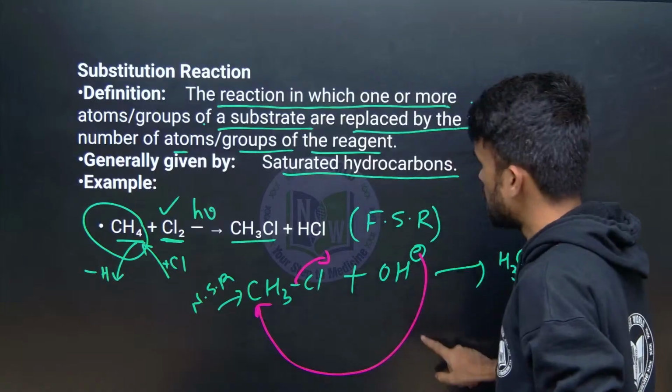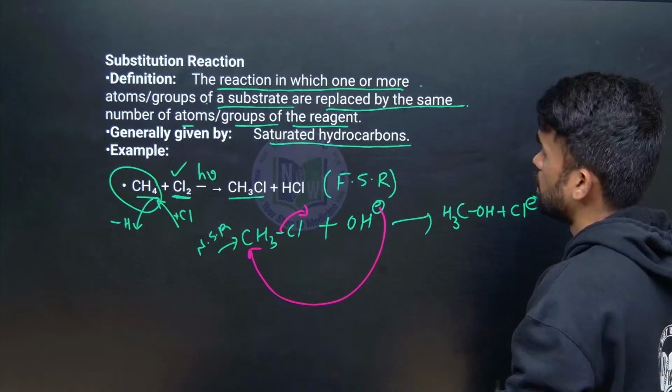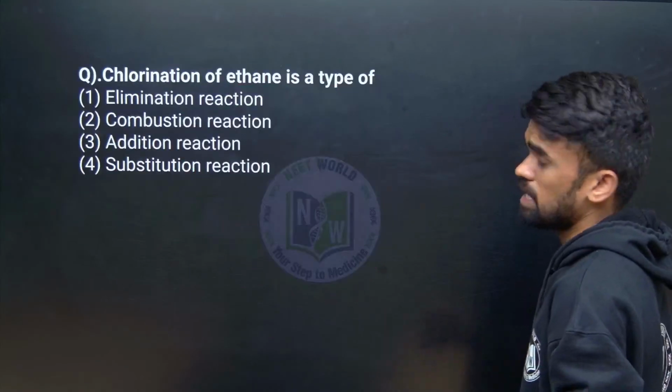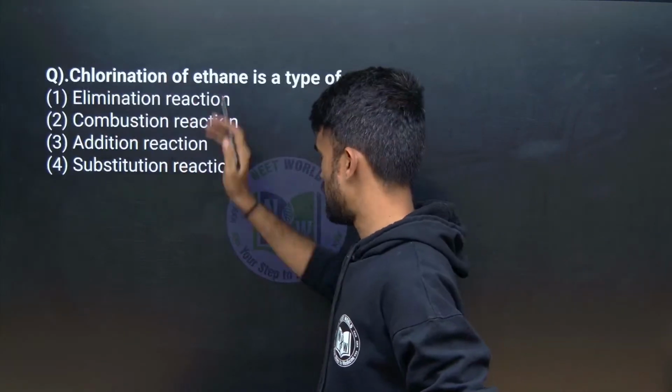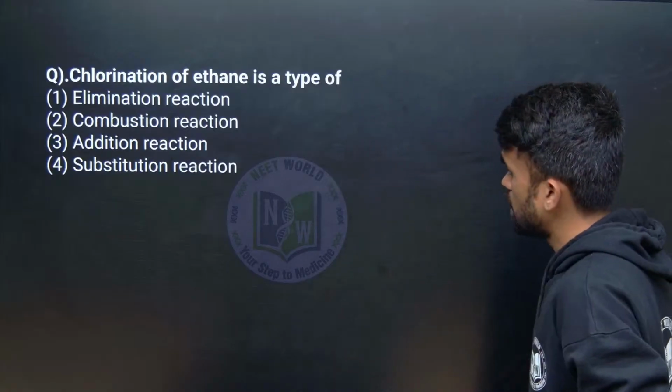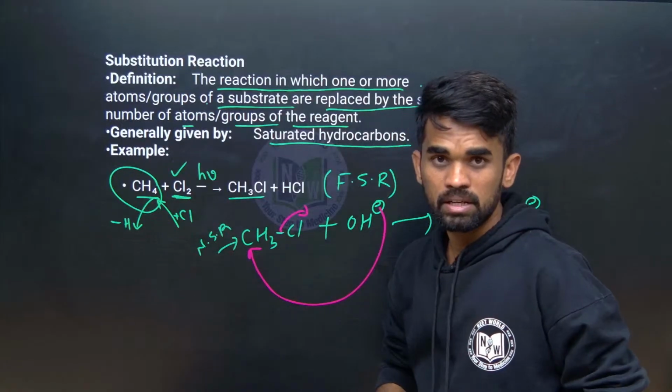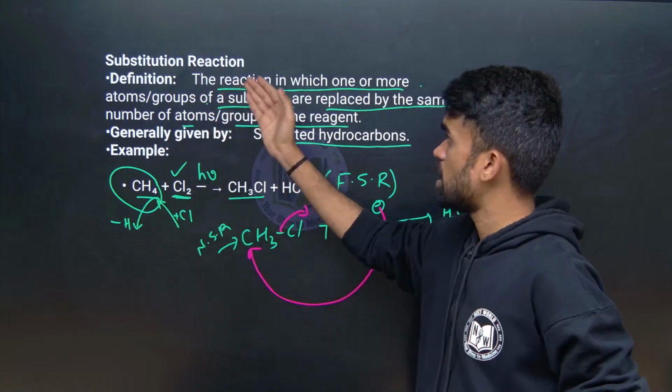The next, anything to be discussed here? Yes, let us discuss. Explain, give me the answer. Chlorination of ethane here I have mentioned. In the previous slide, what I told you was chlorination of methane. What is that process? Substitution reaction, right?